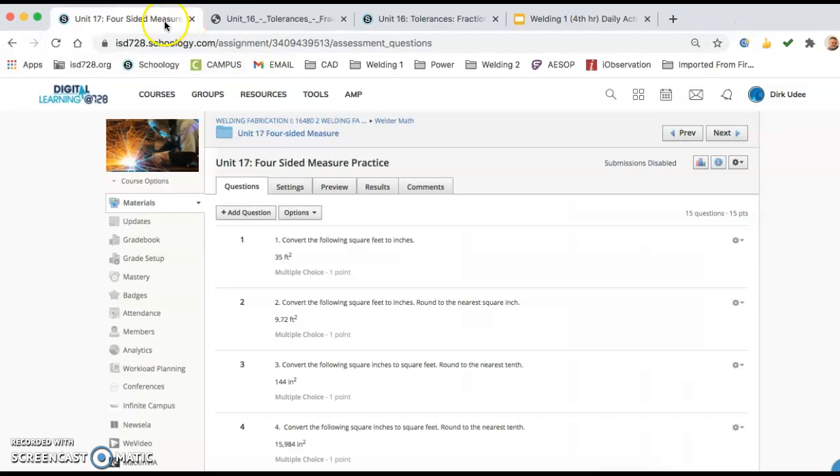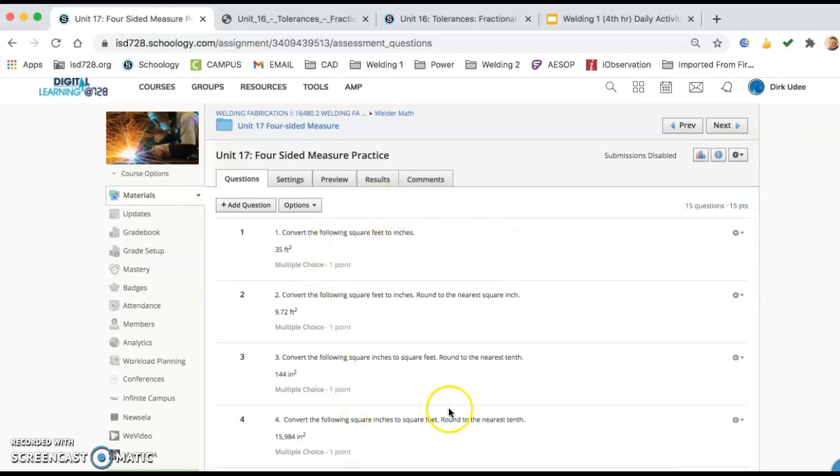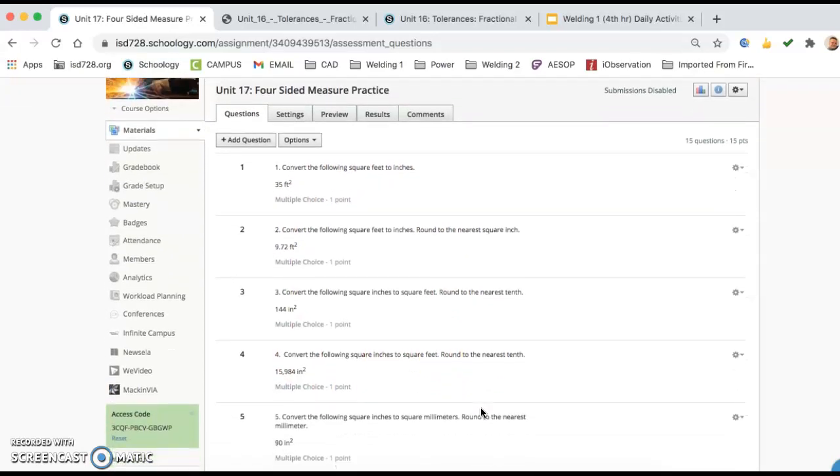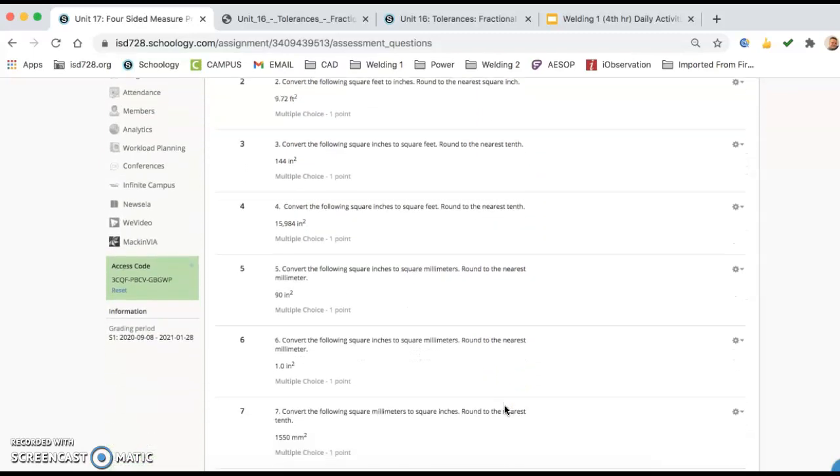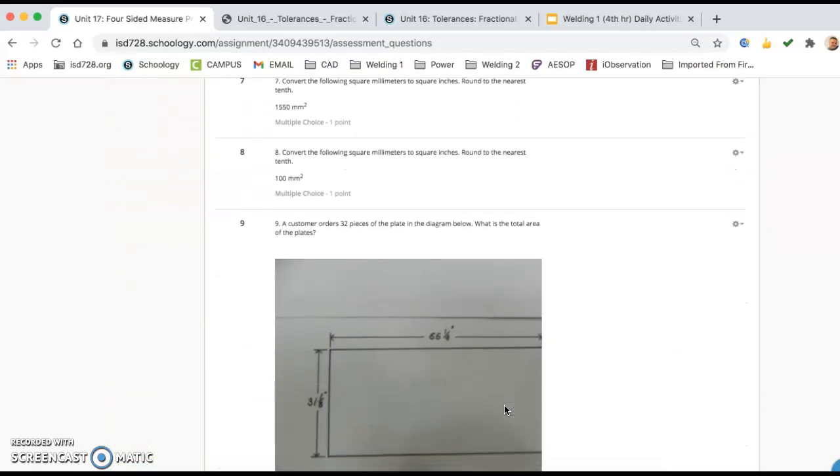For that math assignment, there are 15 questions, as you see here. Now, some of these are also going to ask you to do some conversions. Well, the conversions are also listed in that packet. So dig through that packet, find the conversion chart, and then it has you start to move on to area.